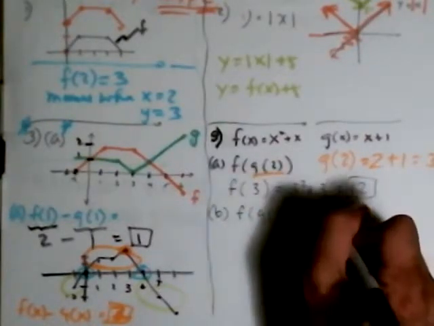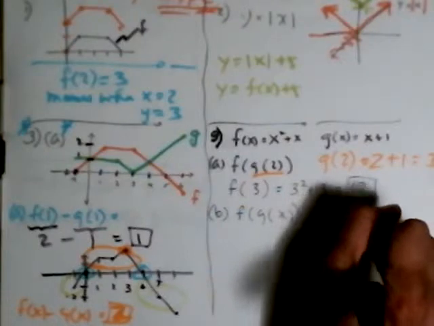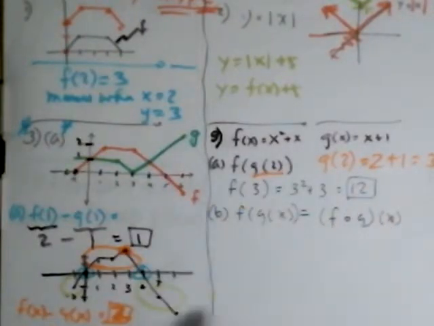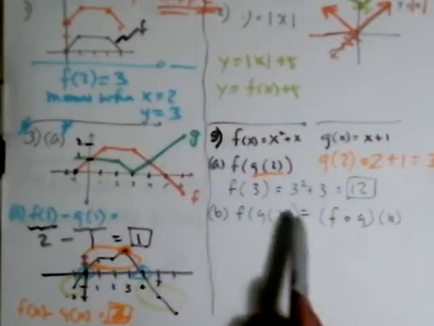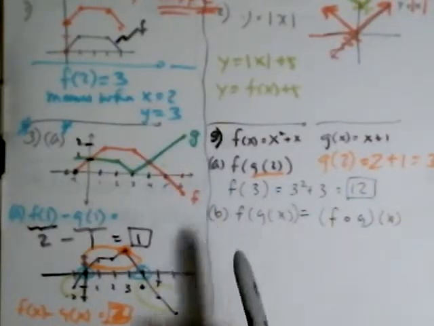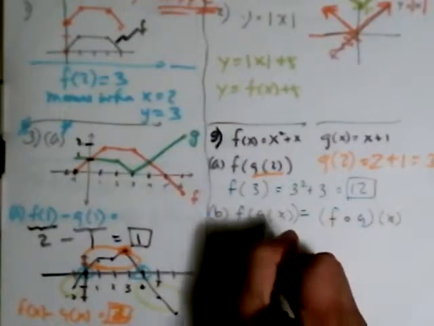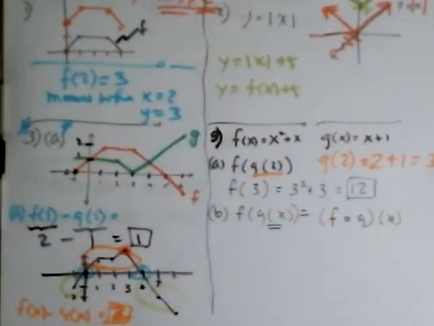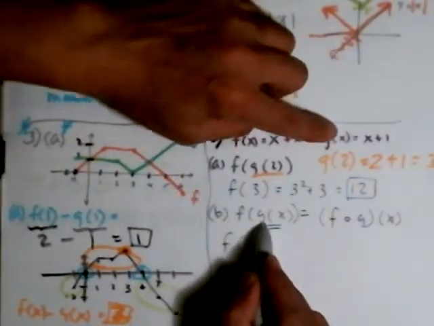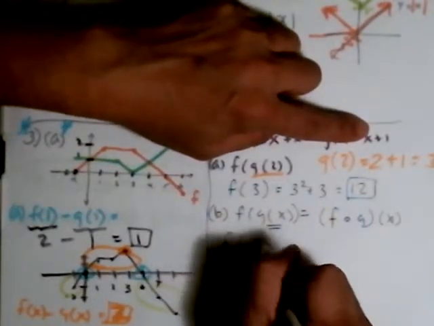Part B says, what's f of g of x? That's the same thing as f circle g of x. So these are two totally equivalent statements. When it says it this way, you can always transfer it this way. The way we start is we start with the inside again. With g of x, we replace g of x with x plus 1.